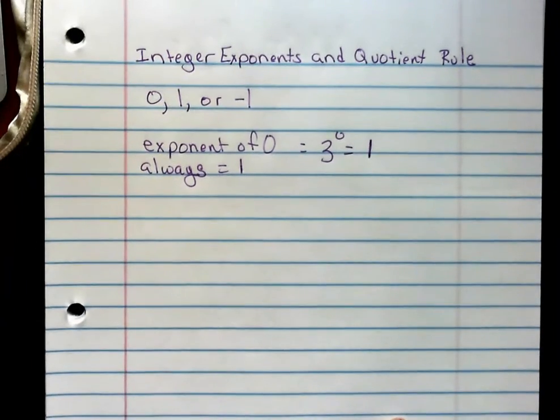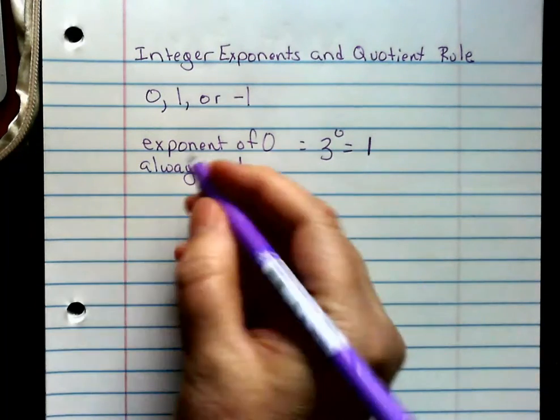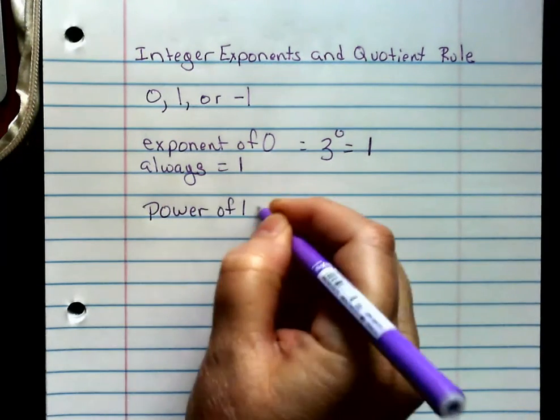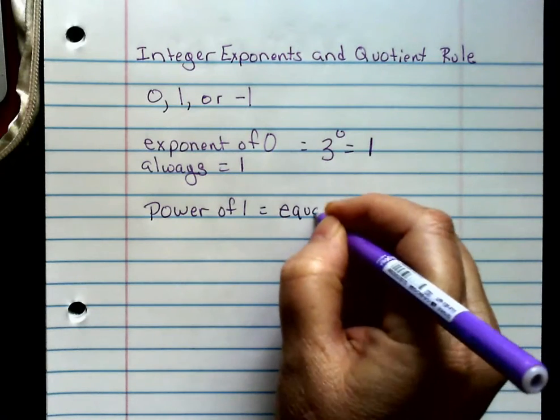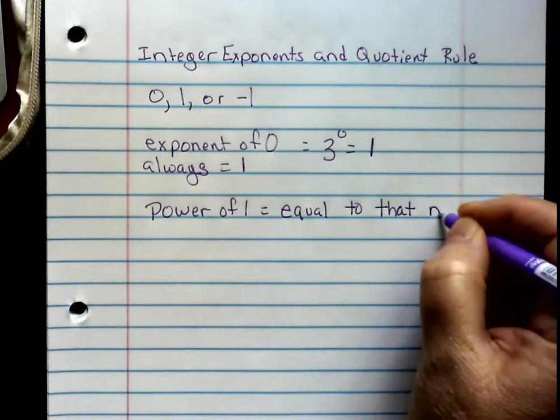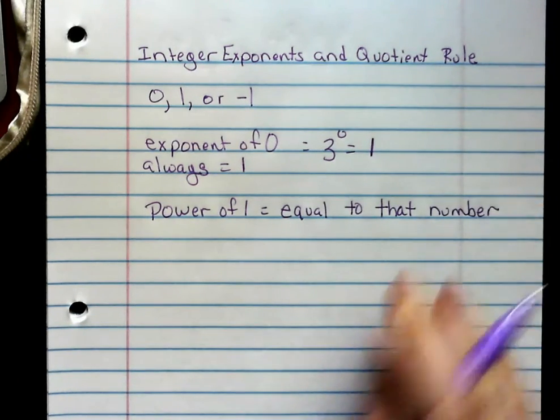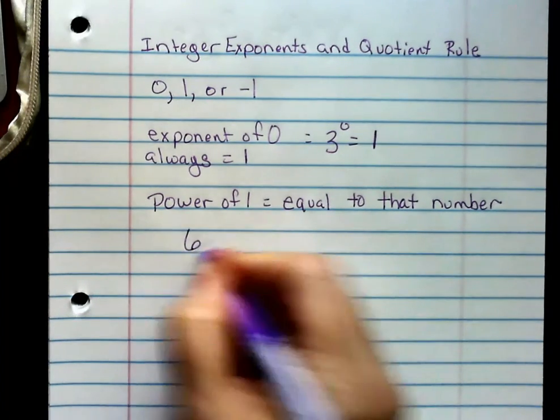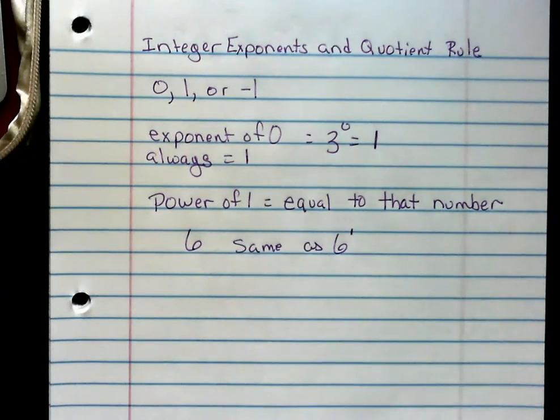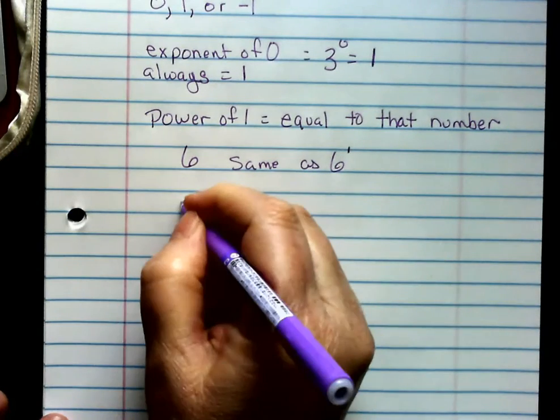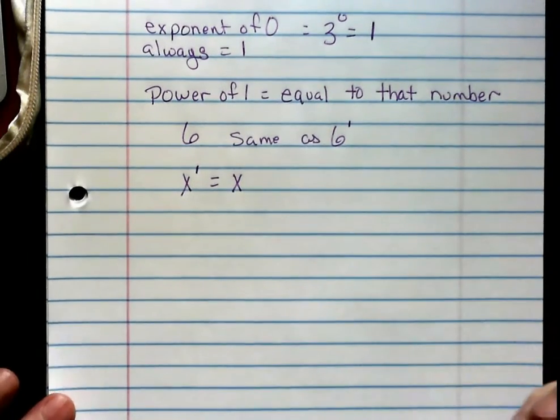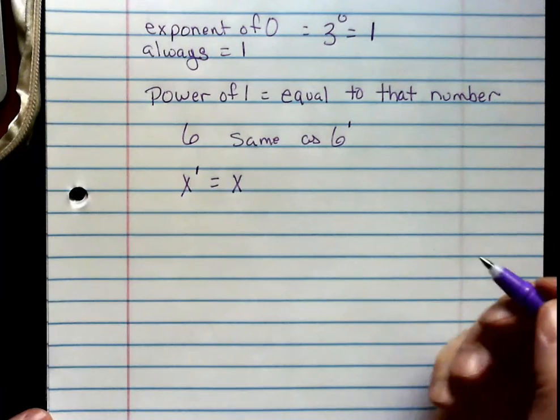So, if you have a number to a power of 1, it's equal to that number. So if you have 6, that's the same as 6 to the first power. If you have x to the first power, that's the same thing as x. The tricky part is when you have a negative exponent.